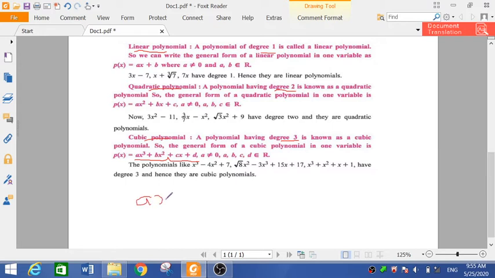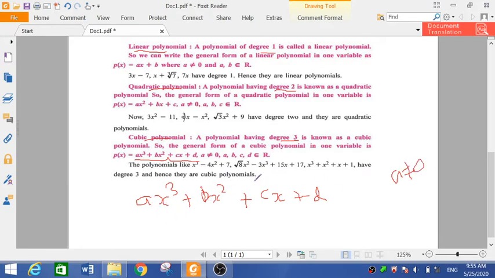Here a is the coefficient of x cube, plus bx square, plus cx plus d. So ax cube plus bx square plus cx plus d is related to the cubic polynomial. Again, the necessary condition is a not equal to 0. Then we can say it is a cubic polynomial.